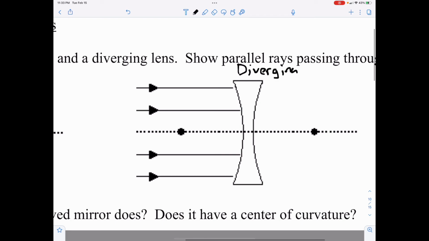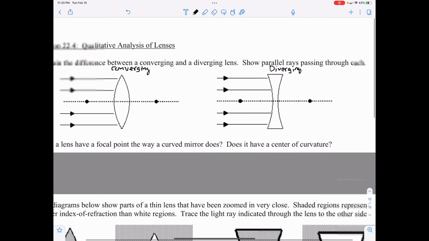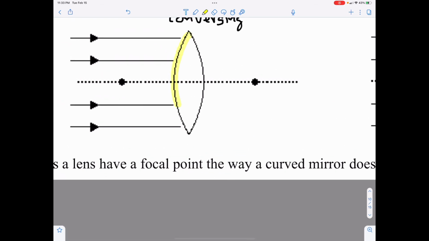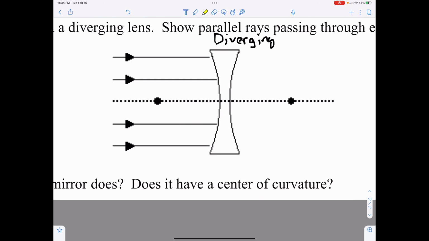Now, these names are given based upon the way the rays react with the refraction of light through these lenses. Another name for this would be convex, right? It's kind of like a convex mirror, but it's convex on both sides. Therefore, this is called a biconvex lens. You'll see it named that as well. Same thing with a diverging lens. It looks like a concave mirror, but it's concave on both sides. Therefore, this would also be called a biconcave lens.